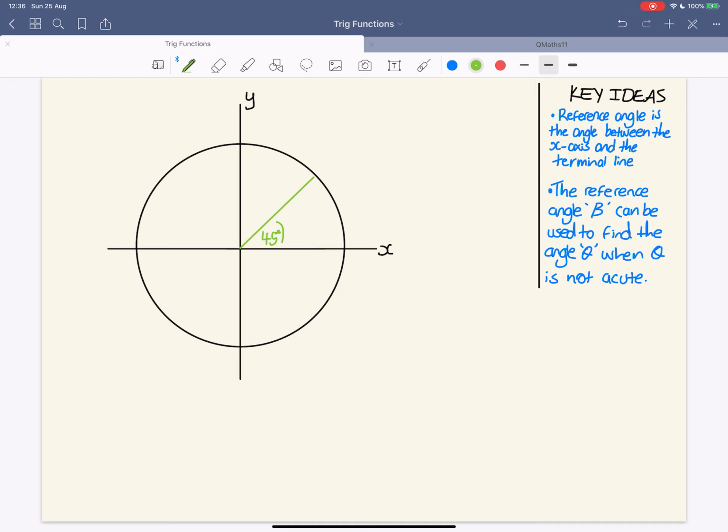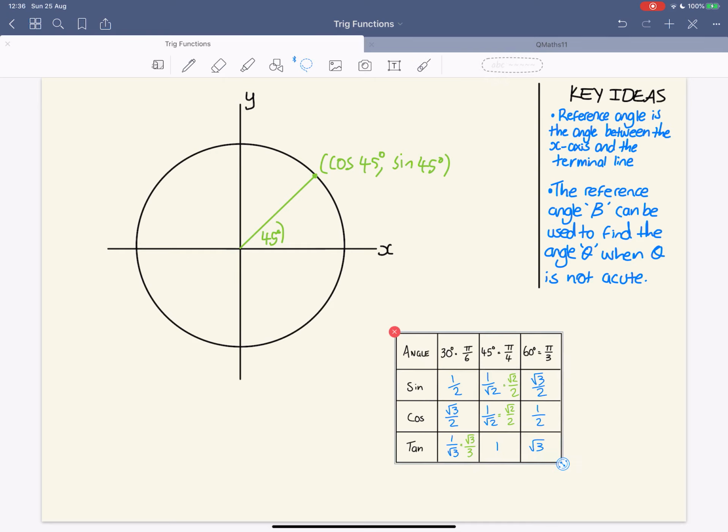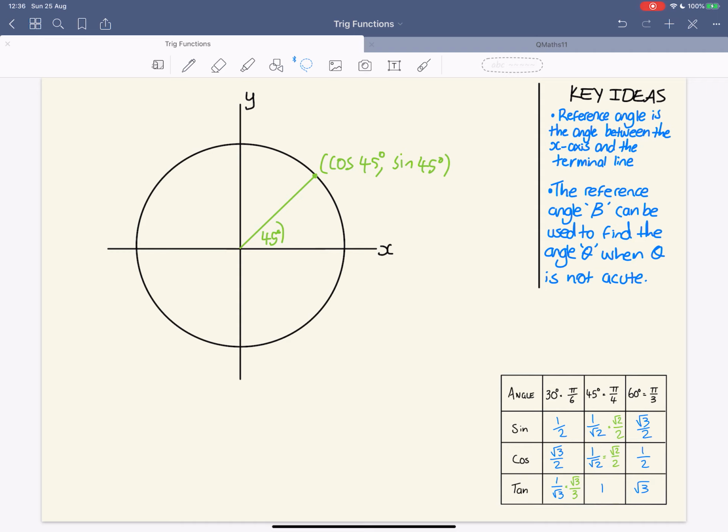Now I can easily write the coordinates of this point here because we know that it's the cosine of 45 degrees and the sine of 45 degrees, right? Because in our previous video, we learned that how far along the x-axis is the cosine of the angle, and how far you have to go up is the sine of the angle. And we can easily evaluate these terms here, cosine of 45 degrees and the sine of 45 degrees, because we have our trusty table that we developed in previous lessons, right?